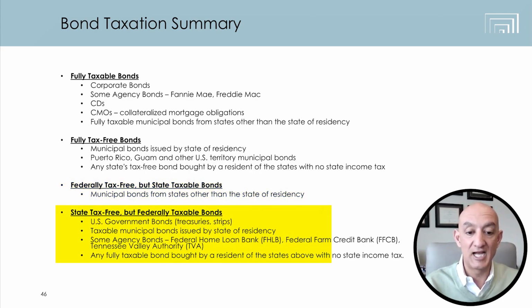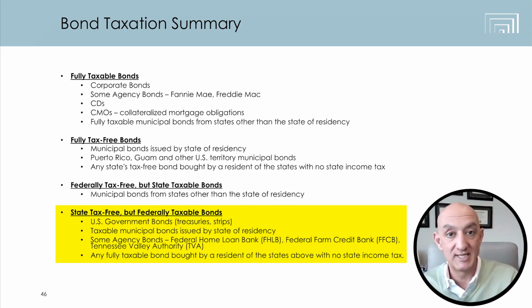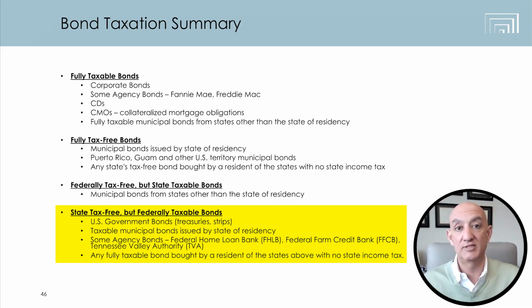And then finally, the state tax-free but federally taxable bonds: U.S. government bonds, treasury bonds. You pay federal income tax. You do not pay state income tax in any state on those bonds. And then there are taxable municipal bonds as well. They pay more income than the tax-free versions. People tend to buy those in retirement accounts, for example. If you buy taxable municipal bonds from the state of residency, so California, we'll pay federal but not state. But if we buy outside, we're going to pay federal and state on those, okay?